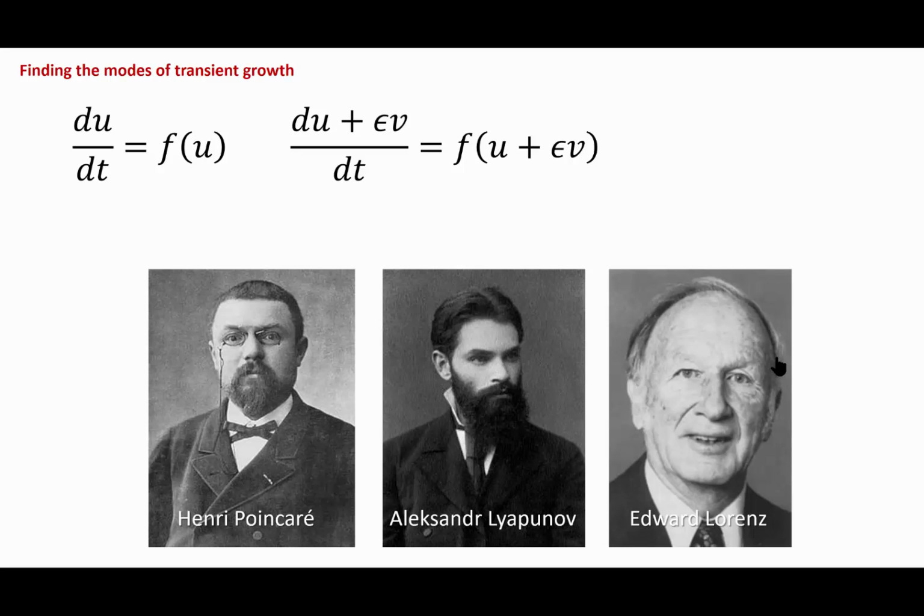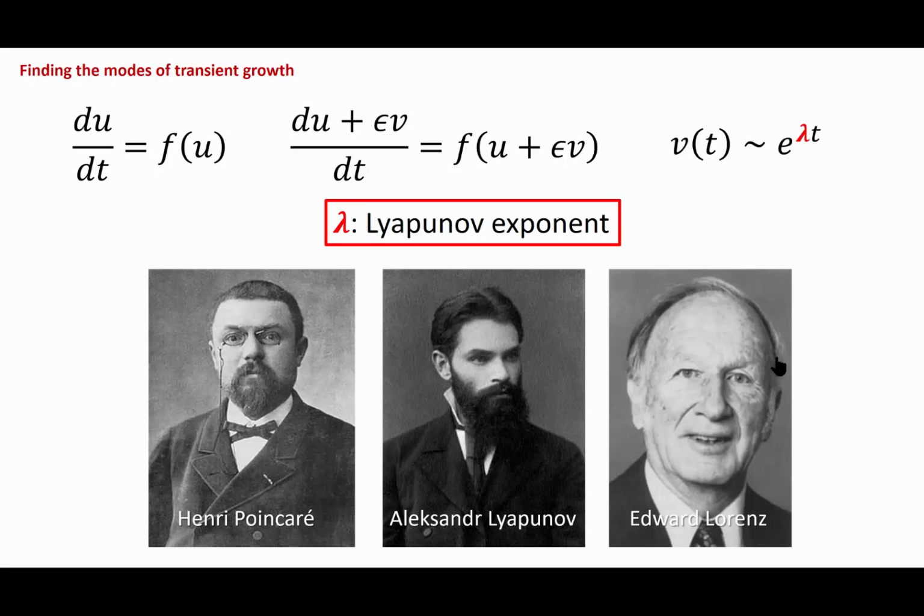People have proved that this kind of small perturbation V either grows or decays exponentially over a long time. And lambda can be uniquely defined also as an infinite time limit. Also, depending on V of zero, the initial condition of the perturbation, lambda can take different values. In that sense, there is a spectrum of different lambdas for the same system, each corresponding to a different V. These distinct lambdas are called the Lyapunov exponents.